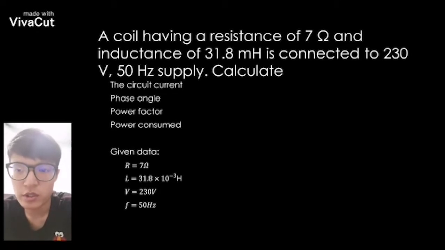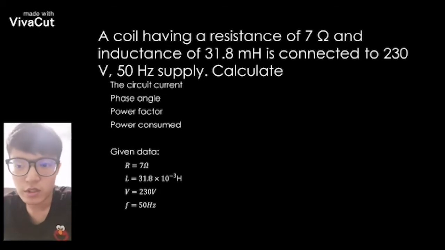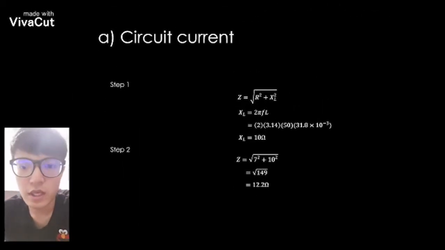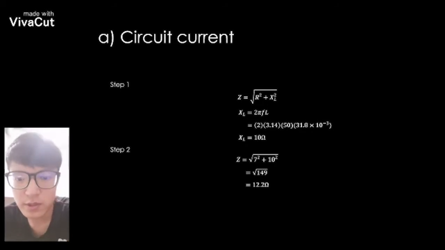From this question, we have the given data: R equals 7 ohm, L equals 31.8 times 10 to the power negative 3 H, V is 230 volt and the frequency is 50 Hz. A is the circuit current. Step 1: since I equals V per Z and we don't know the value of Z, we know that Z equals the square root of R squared plus XL squared, and XL equals 2 pi FL. Putting in the values, we get XL equal to 10 ohms.